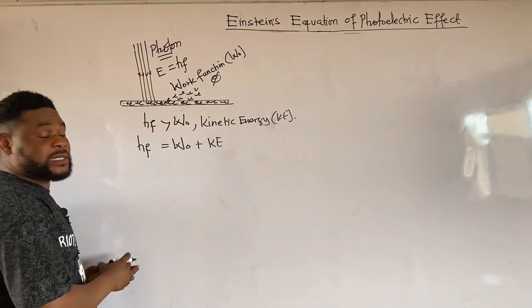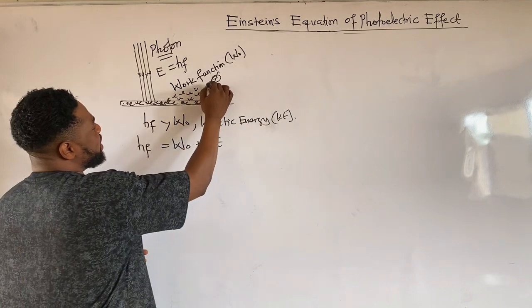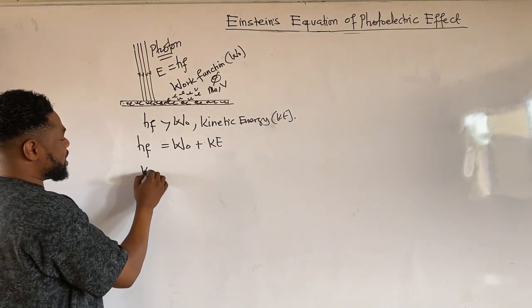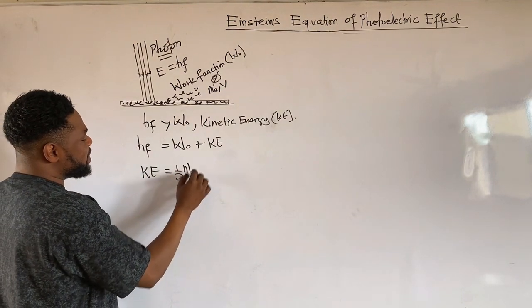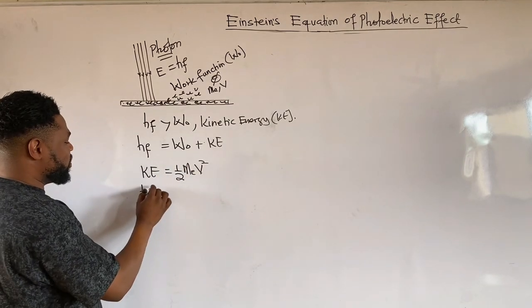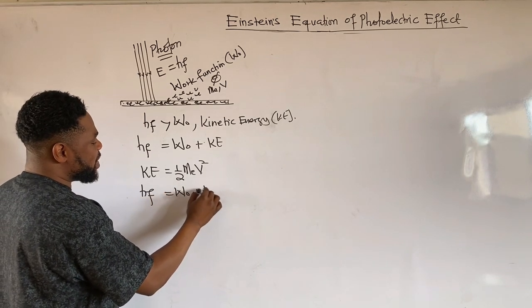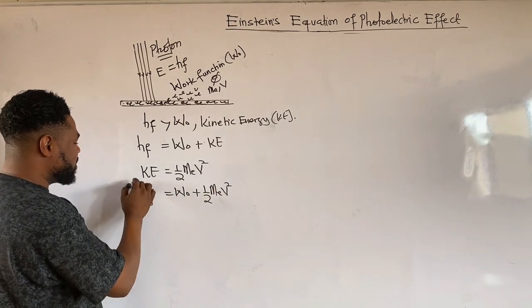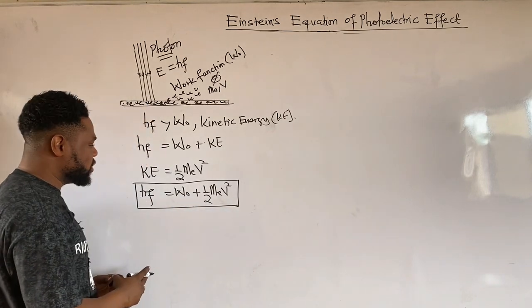Now, let us look at this. The electrons that are emitted possess mass and they also move with some velocity. Therefore, we can say that our kinetic energy should be equal to half multiplied by the mass of the electron times velocity squared. Therefore, hf equals work function plus half m_e v squared. And this is what we call Einstein's equation of photoelectric effect.